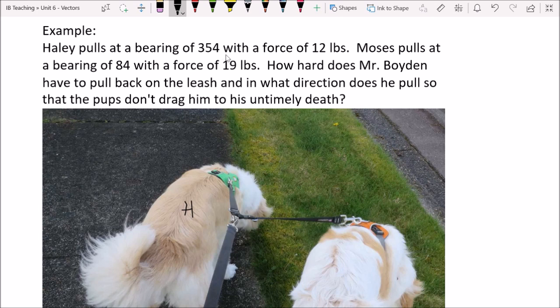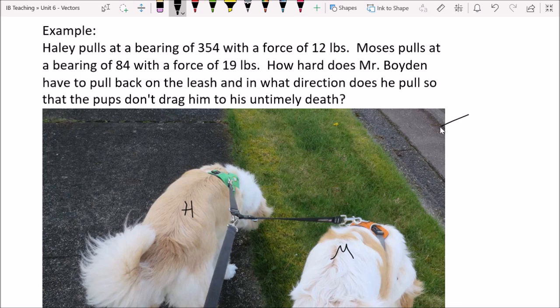Haley pulls at a bearing of 354 with a force of 12 pounds because she's a little bit smaller dog. Moses, here's Moses over here. Moses pulls at a bearing of 84 with a force of 19 pounds. How hard do I have to pull on the leash, and in what direction do I have to pull so that the pups don't drag me to my death?